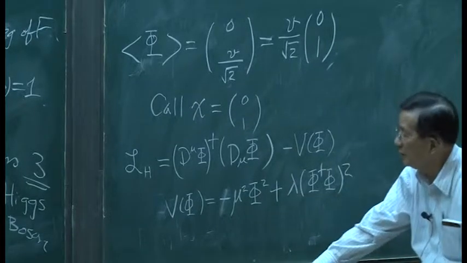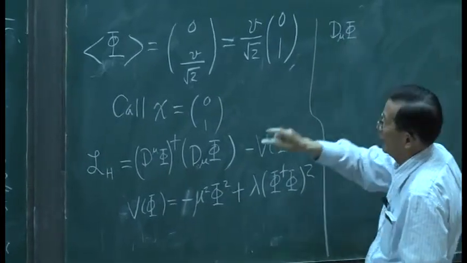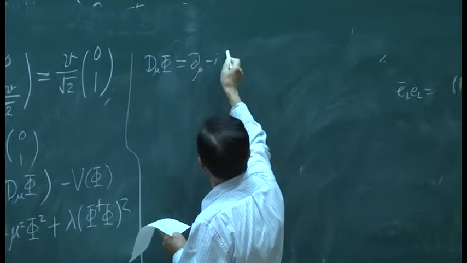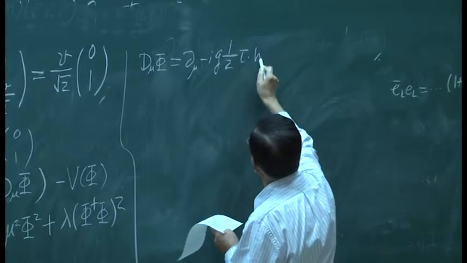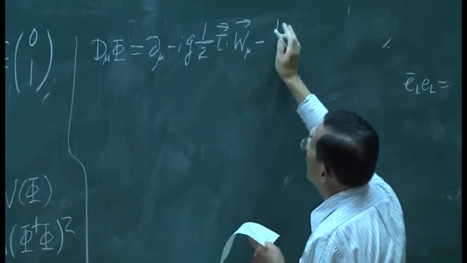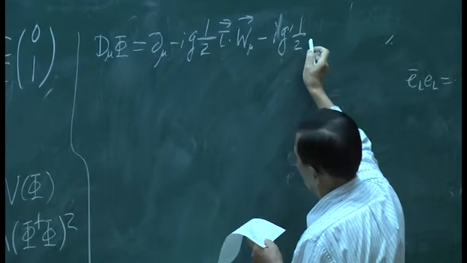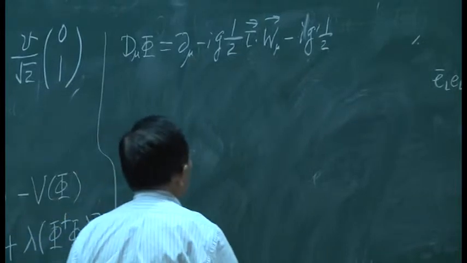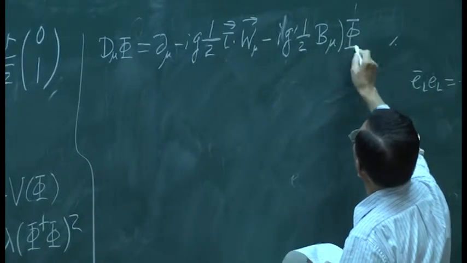So what is D_mu? It is the covariant derivative. The covariant derivative for the Higgs will be equal to d_mu minus i g 1/2 tau dot W, and then minus i g prime 1/2, and then there's a Y, but Y is equal to 1, so I have B_mu, acting on phi. Okay?